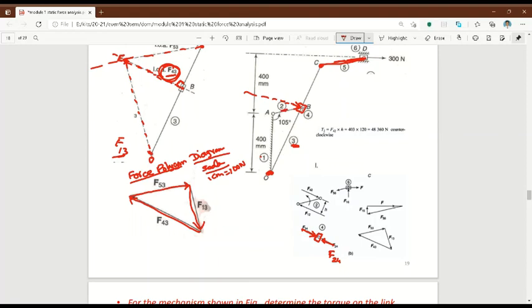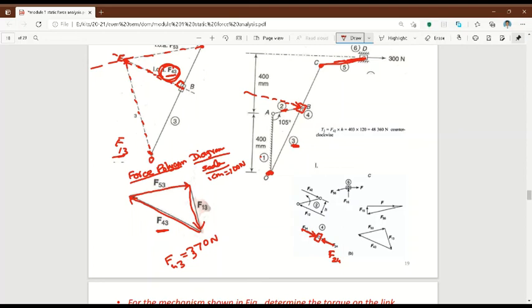What is the value of F34? I have to measure it from here. Suppose, imagine, if I get 3.7 centimeter, I don't know the value, I am just imagining, then multiply it with 100, that is 370 Newton. You will also get a value between 350 to 450.